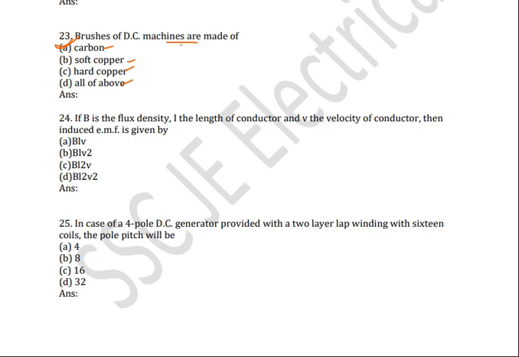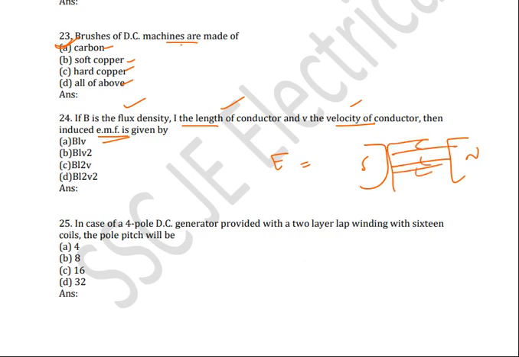If B is the flux density, L is the length of conductor, and V is the velocity of conductor, then induced EMF is E equals BLV. If a conductor is moving in a uniform magnetic field, that is, from north pole to south pole where the flux lines are passing, and we move any conductor in it, we will get an induced EMF in it.